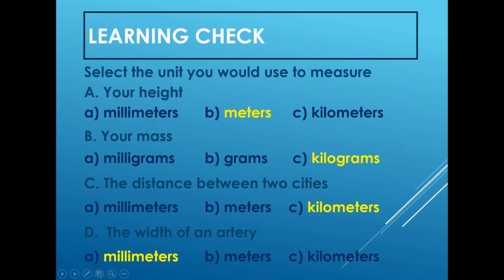Same thing with the distance between two cities. That's a really large distance. So a meter is about 3 feet long. So we wouldn't want to use meters to measure that. That would be a lot of meters. So we would use kilometers. Now the width of an artery, look at your hand. You can kind of see some veins and blood vessels in your hand. Those are pretty small. So we definitely wouldn't need to use meters with that. Absolutely not kilometers. So millimeters would be a much more appropriate unit to use to measure the width of an artery.